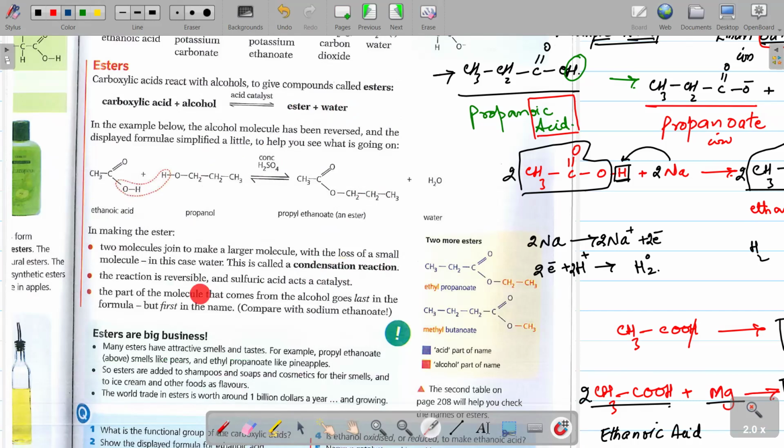And the part of the molecule that came from alcohol goes last in the formula. So you can see this part goes at the last of the formula structure. And the first part, that is the part which came from carboxylic acids. Is it clear? So this is about esterification. Got it?